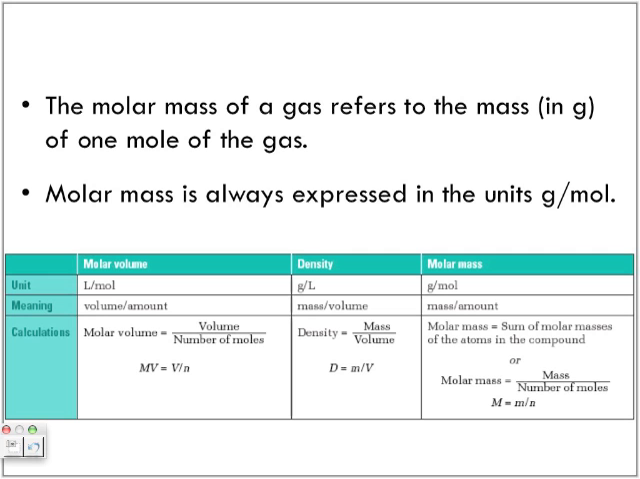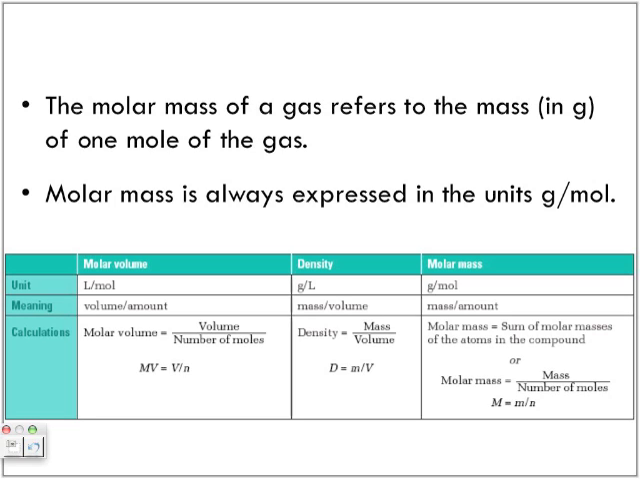Molar mass of a gas refers to the mass, which is usually in grams, of 1 mole of a gas. We know that if we've got mass, odds are we need to find the number of moles. Sometimes you might be asked to find the mass, so you have the moles and use the molar mass to help you find the actual mass itself. Molar mass is always expressed in units of grams per mole.